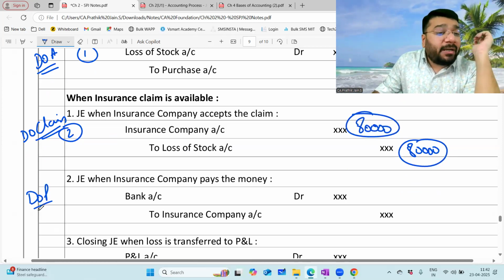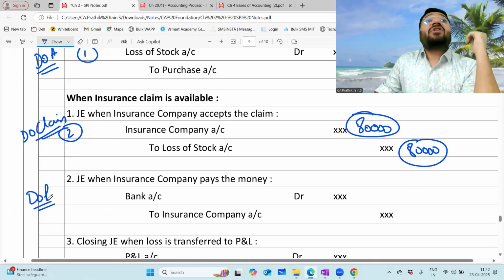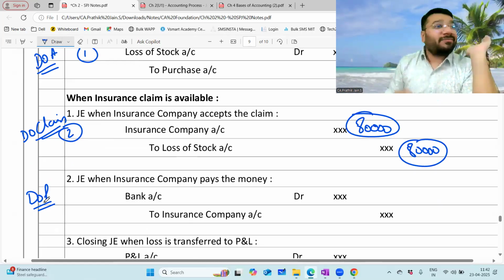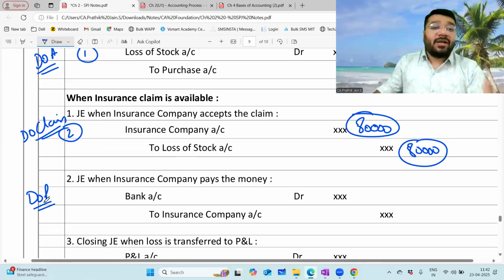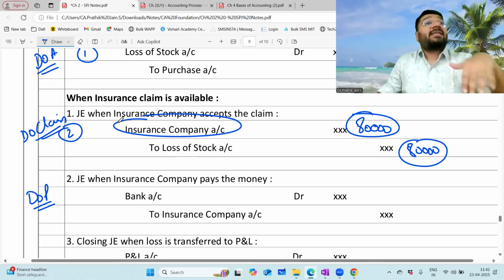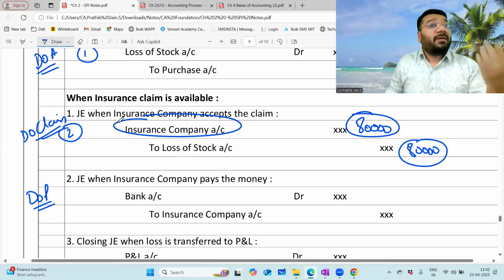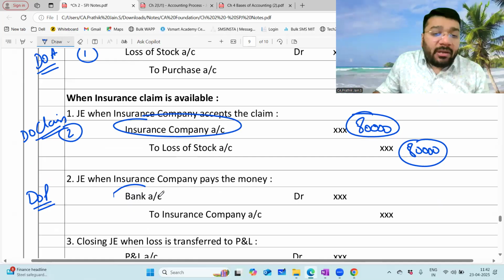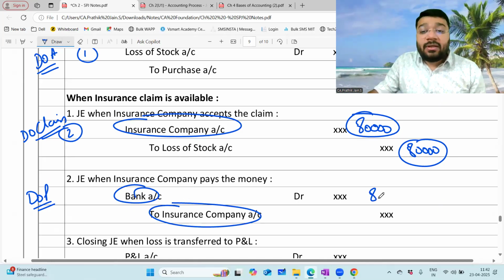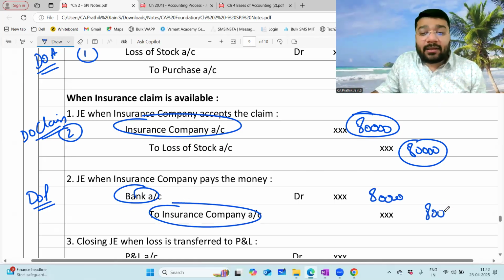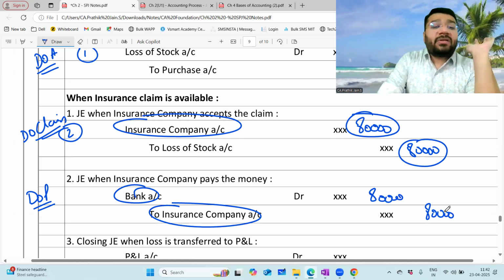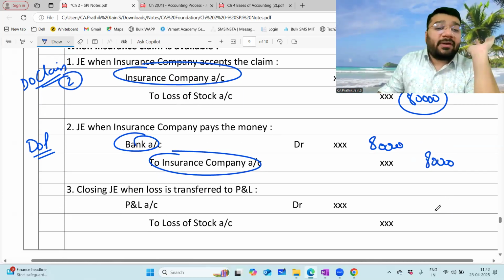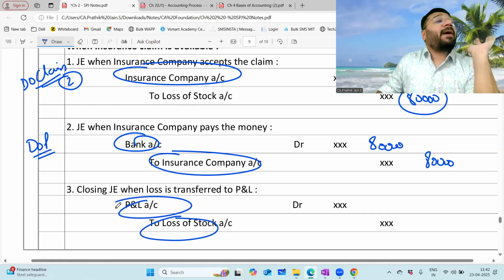So on the date of payment, when the debtor gives you the money, what is the entry? Bank to debtor. What is your entry for credit sales? Debtor to sales. So you debited the debtor. When the money is received, you close it, reverse it. So bank account debit to insurance company, 80,000. Any problem? No problem. The remaining 20,000 in the loss of stock account you have to transfer to the P&L account by passing a closing entry.